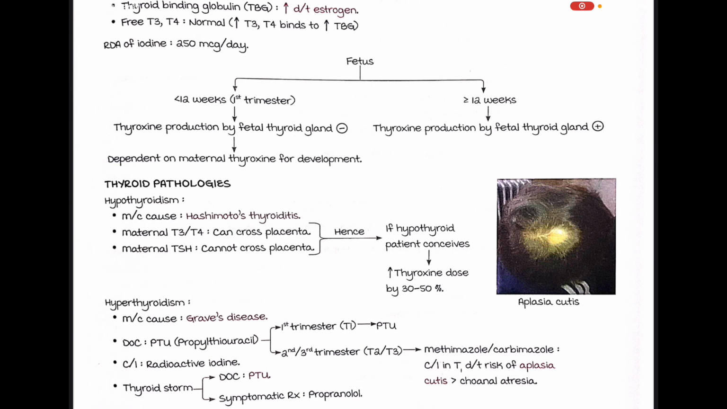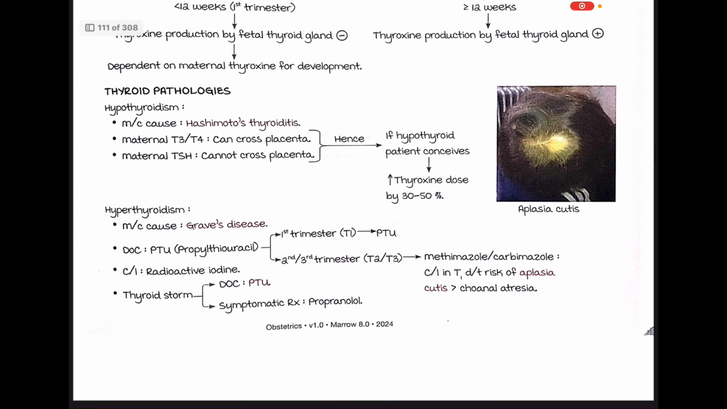RDA of iodine is 250 microgram per day. Fetus less than 12 weeks, first trimester: thyroxine production by fetal thyroid gland is dependent on maternal thyroxine for development. More than 12 weeks, thyroxine production by fetal thyroid gland starts. So less than 12 weeks, there is no production by the fetal thyroid gland.